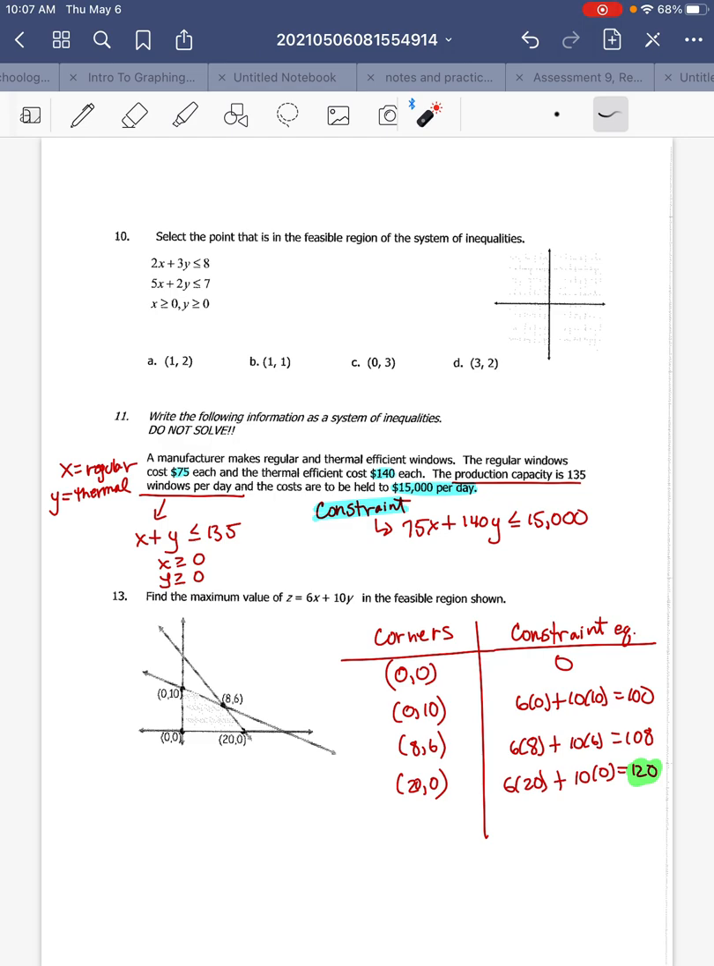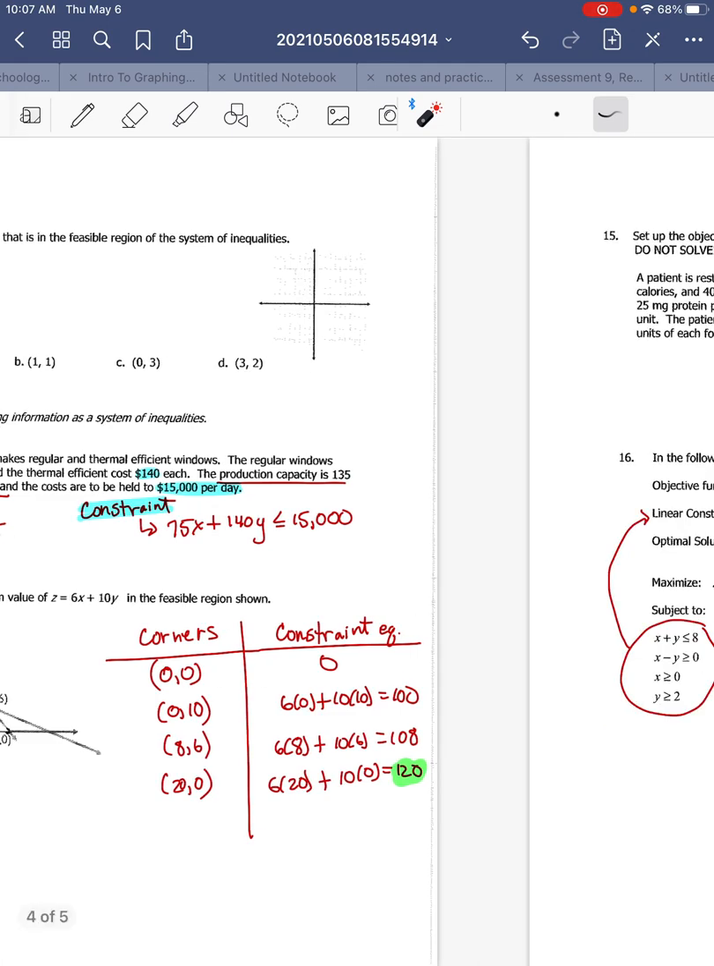Anyway, you want to be less than or equal to 15,000, so $75 for every x window and $140 for every y window has to be less than or equal to 15,000. Over here, again, I think that constraint equation thing is wrong. But anyway, these corners right here, you plug them in. There's the one with the most, the best. So when you want to maximize your situation here, you should make 20 of one thing and 0 of the other.